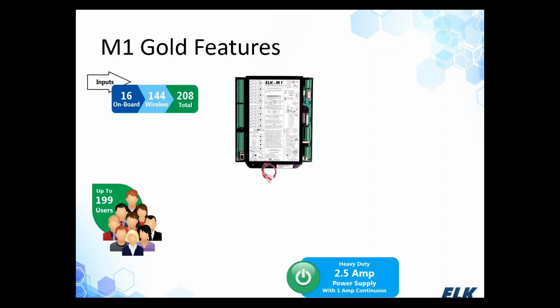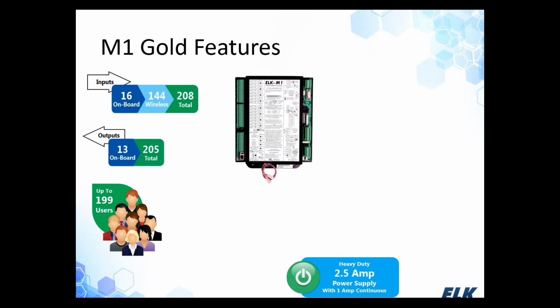Now, through some of our partner manufacturers, it may be possible to incorporate additional users using their software. The system has a 1 amp continuous output with available 2.5 amps during alarm conditions, with the additional 1.5 amps being drawn from the battery.